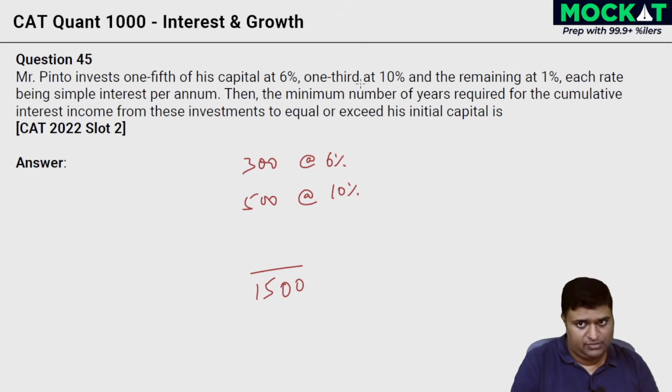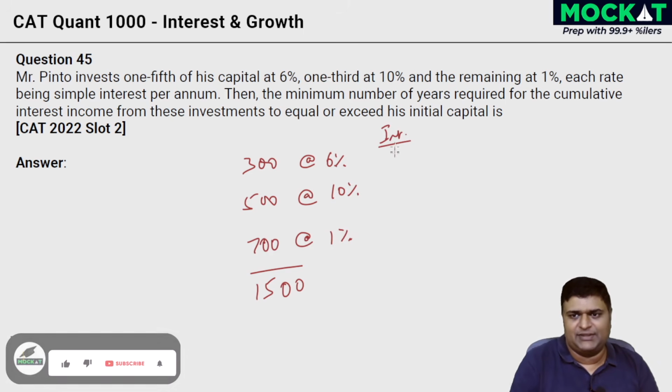That's not given over here. Do not make a mistake. Be careful. 1/3 at 10%, and the remaining now 800 is done. The remaining 700 is being invested at 1%. Right? What's the interest earned over here? 6% of 300. 6 3s are 18.